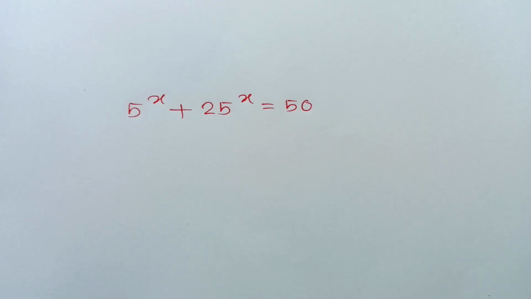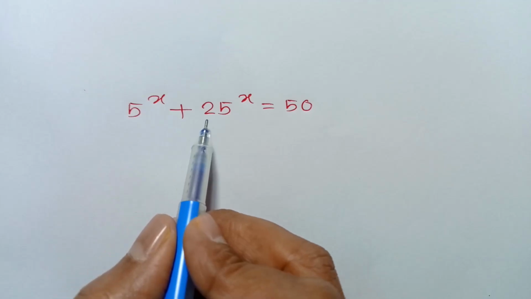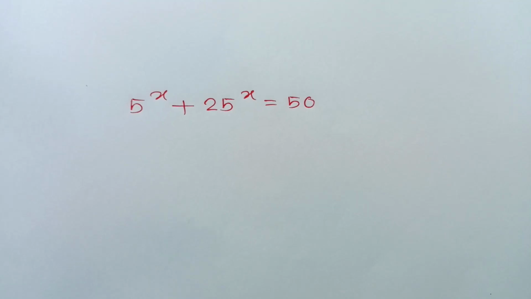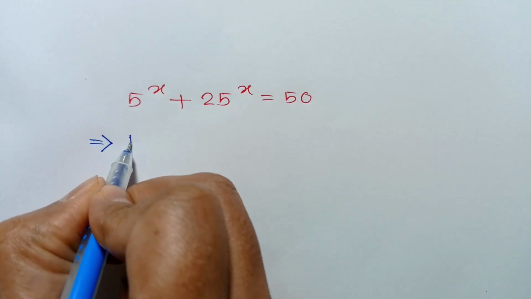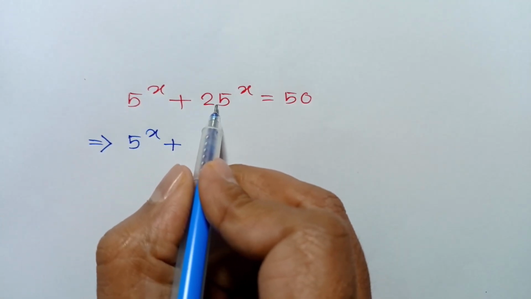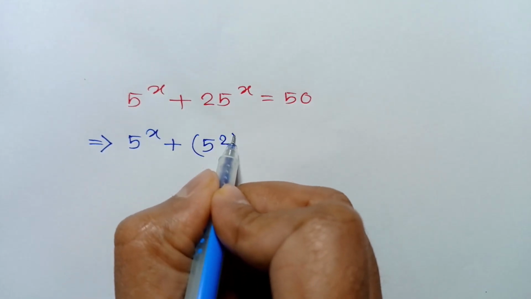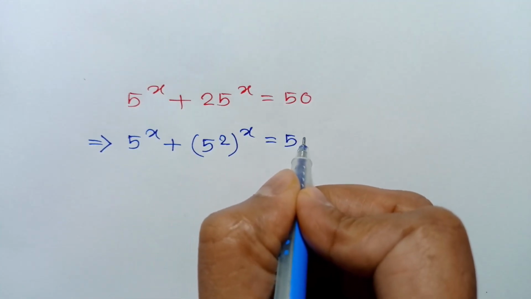Hi everyone, in this video I am going to show how to solve 5 to the power x plus 25 to the power x is equal to 50. This 25 can be written as 5 squared, and whole to the power x, is equal to the right side, 50.